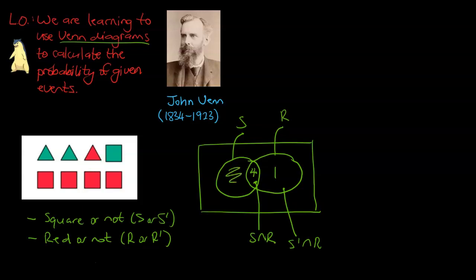So we've got one thing that sits over here. This next portion over here, this relates to squares and not red. And in this case, we've got one square that is green. So that one green square represents this area here. And finally, the outside area, that represents things that are not squares and things that are not red. And in this case, that is represented by the 2 green triangles. So I'm going to draw a 2 on the outside of our shape.